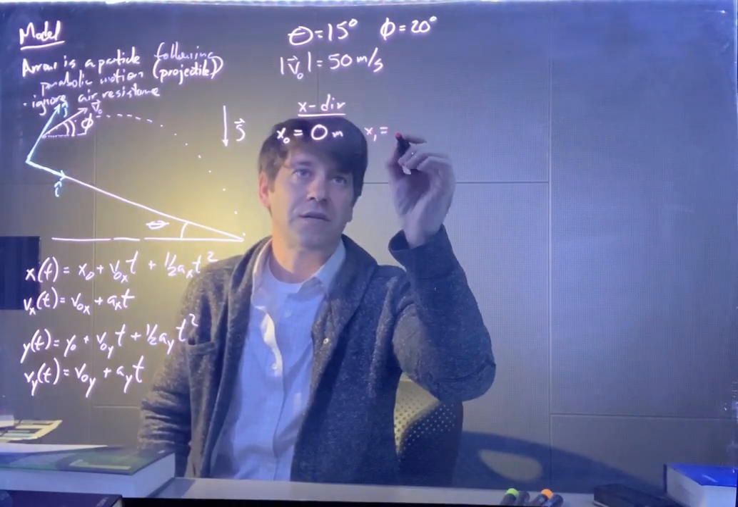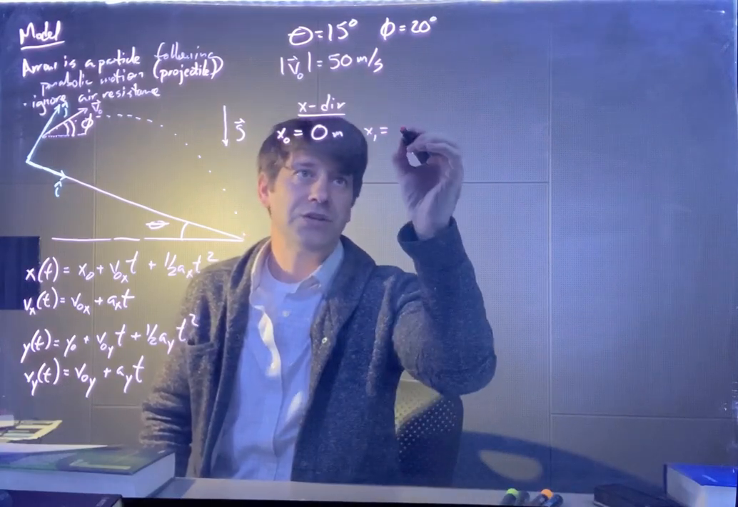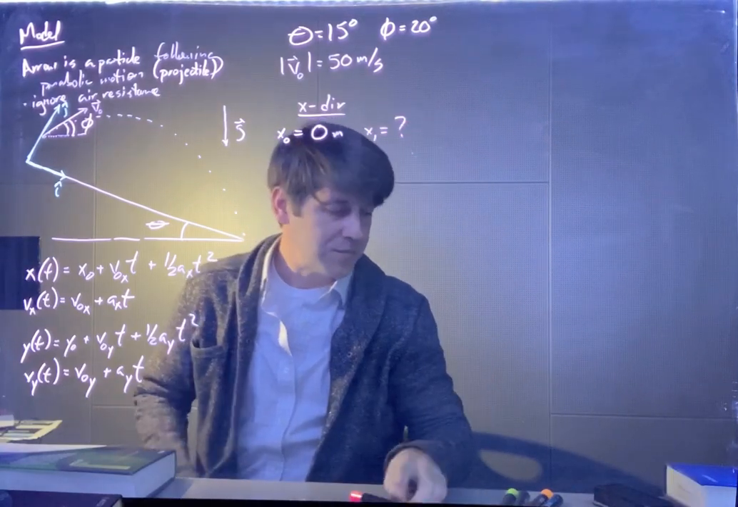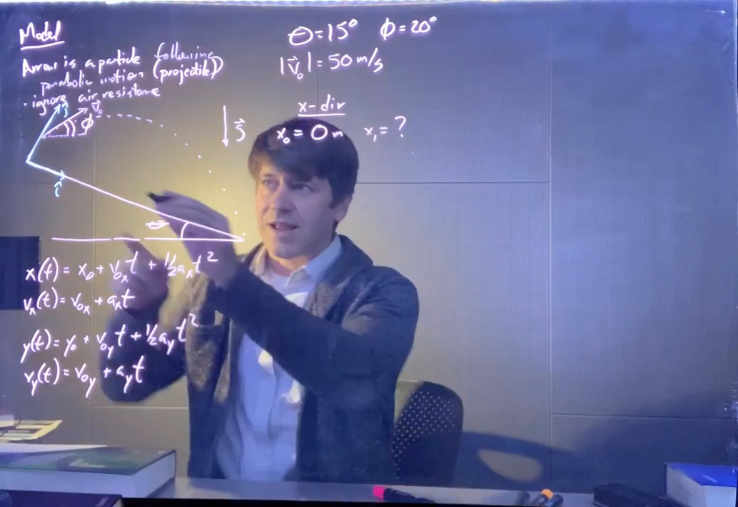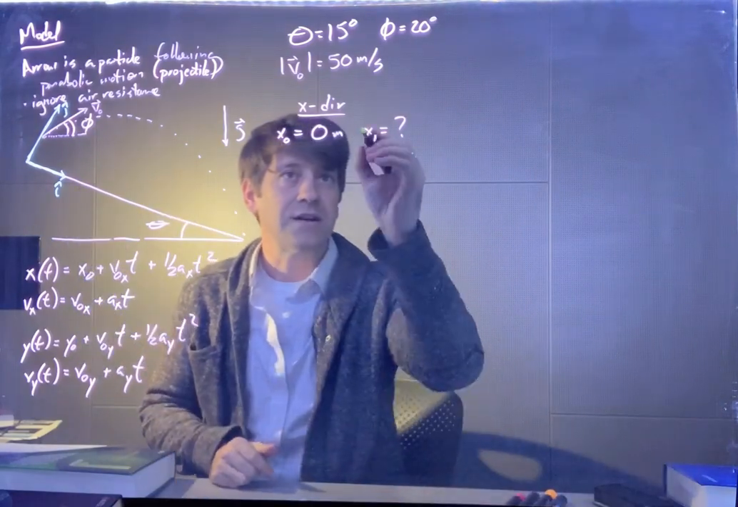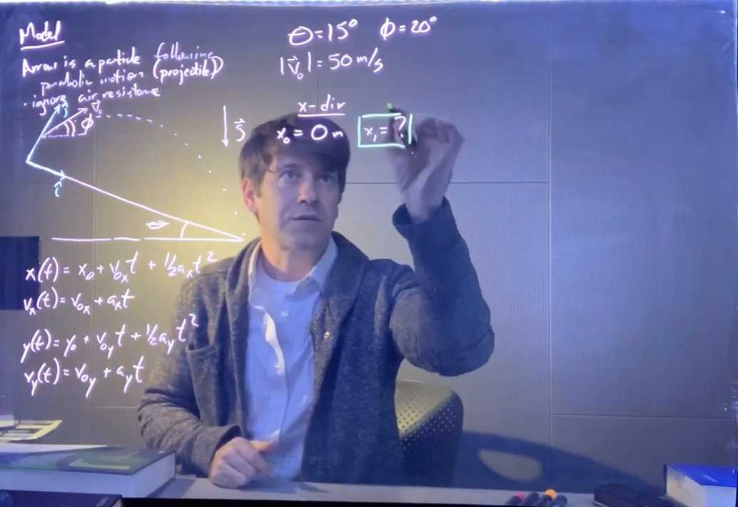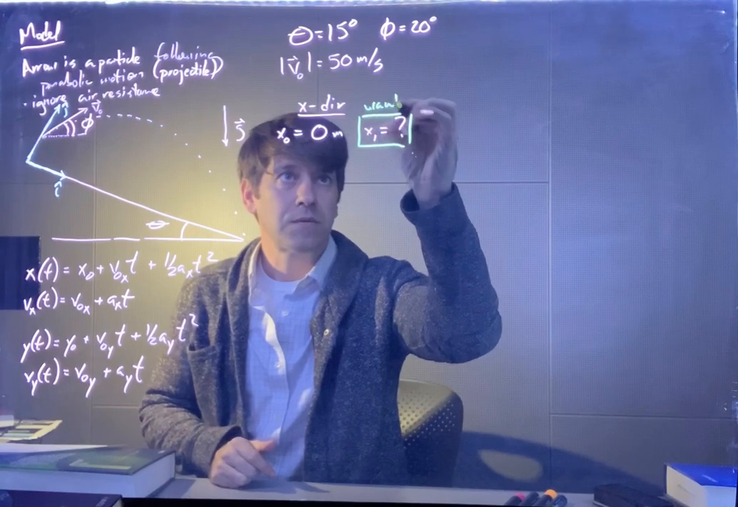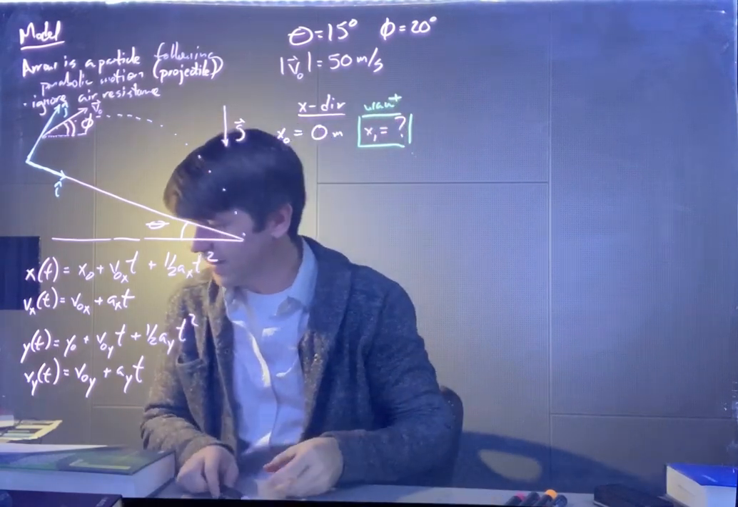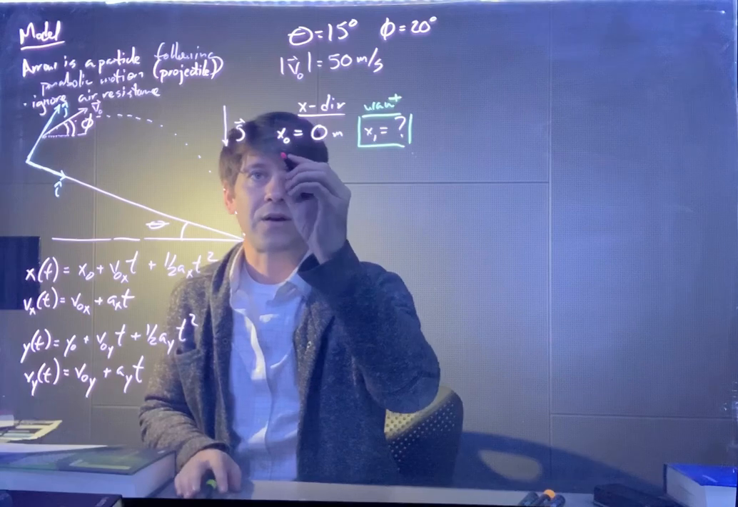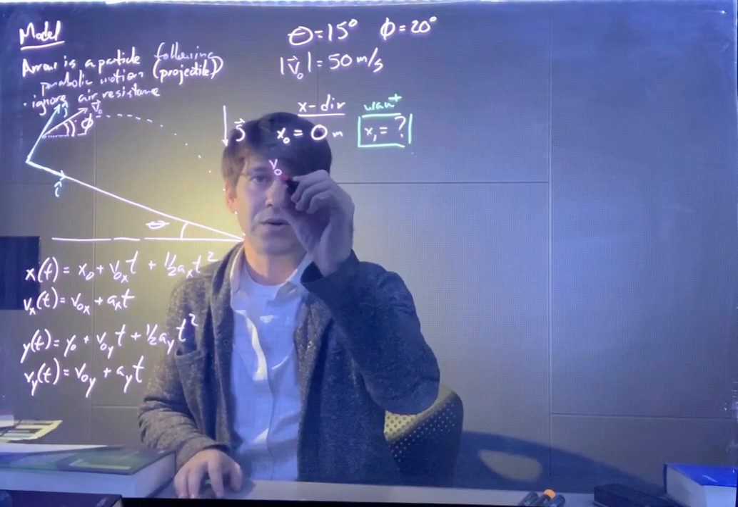X1, the final location, we don't know, but that's kind of what we're looking for, right? It's asking how far down the hill has this gone. So that's what we want. That's good. We should write that down. Okay, what about our original x component of our velocity?